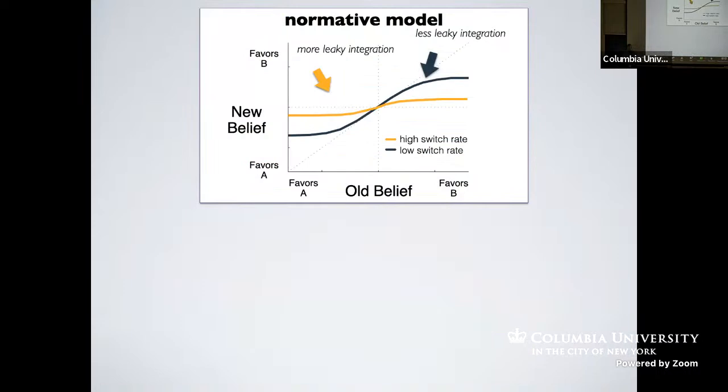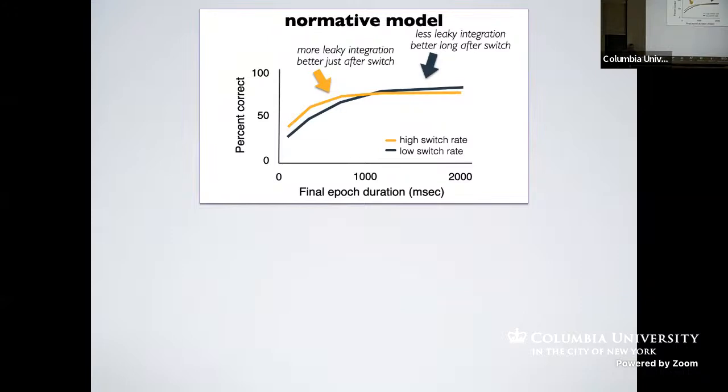Okay. So here's a depiction in the belief space that I showed you before of what we'd expect for this task, just to give you a sense of the conditions we're using. We have the low switch rate and the high switch rate. The low switch rate should be something akin to slightly leaky evidence accumulation. The high switch rate should be something akin to more leaky evidence accumulation, based on the logic that I showed you before. To map it into something a little more intuitive that will match the data, you can think about how their performance should depend on the length of time that they're integrating under the two conditions.